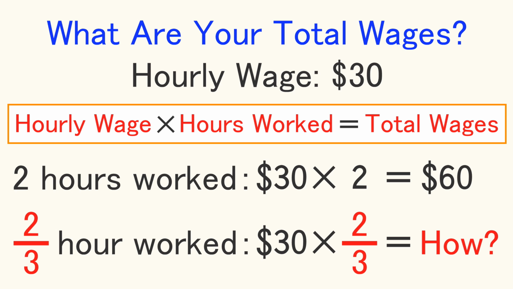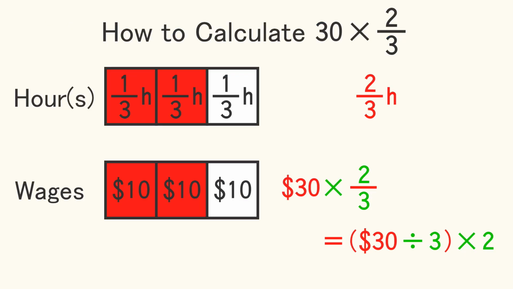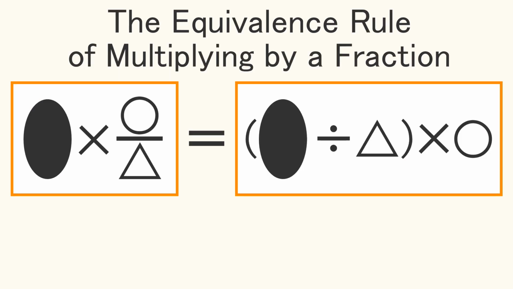However, since it seemed difficult to calculate this directly, we used a diagram to think through the situation and arrived at the expression 30 divided by 3 multiplied by 2. Through this thinking process, we discovered the equivalence rule. Multiplying by a single fraction is equivalent to dividing by the denominator and then multiplying by the numerator.